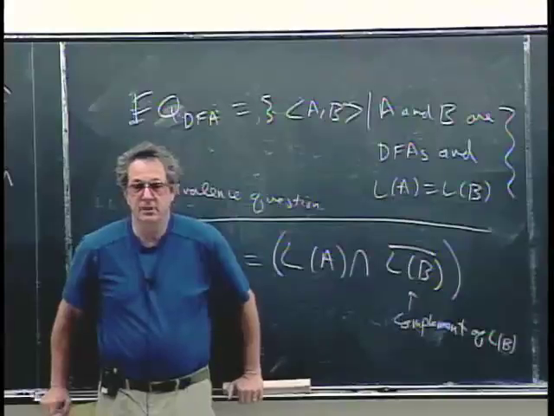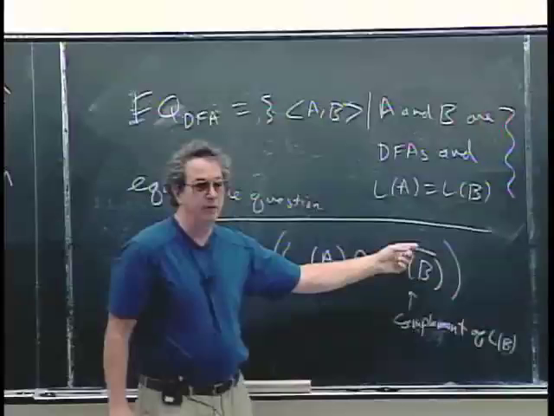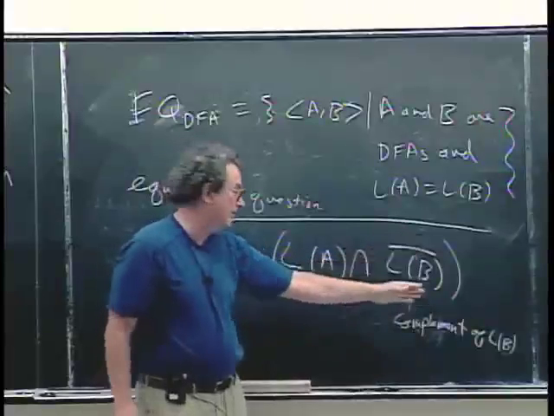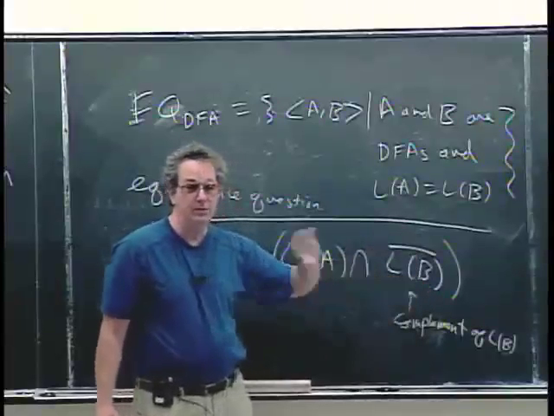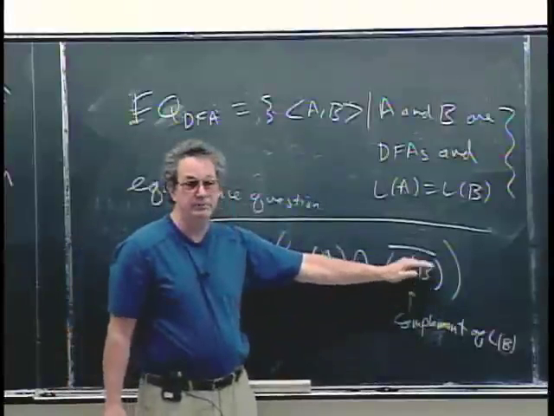You all know that that's regular. You did it as a homework. The complement of a regular language is regular. You just take the DFA for B and you change the accept and reject states, and you have a DFA for the complement of B.